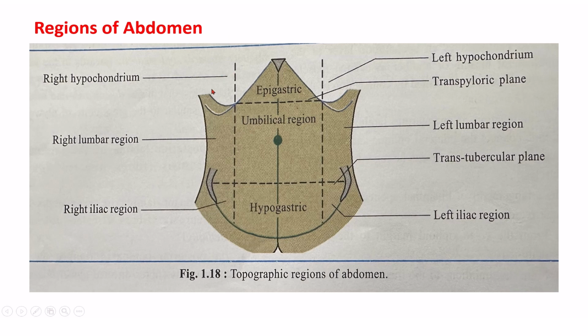Like if the pain is confined to the right hypochondriac region, we can think about liver and gallbladder. If the pain is confined to the left hypochondriac region, spleen will be present here. And if the pain is confined to the epigastric region, stomach will be present. If the pain is confined to the right lumbar and left lumbar, the kidneys and ureters are involved, like that.